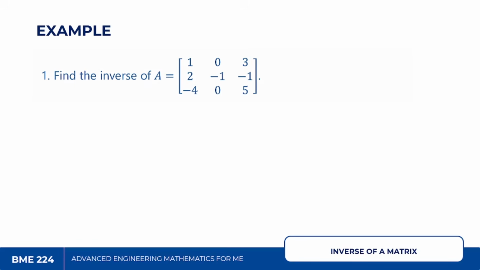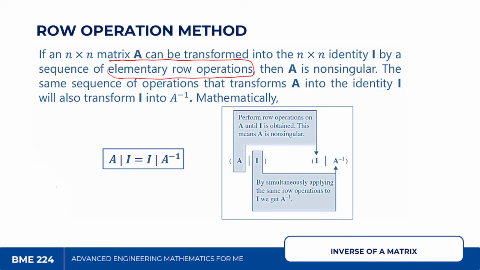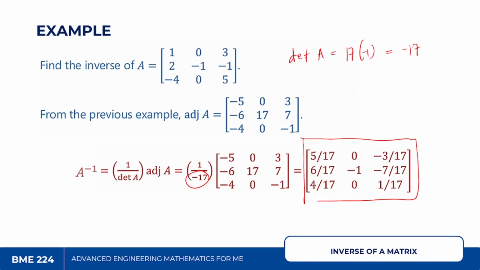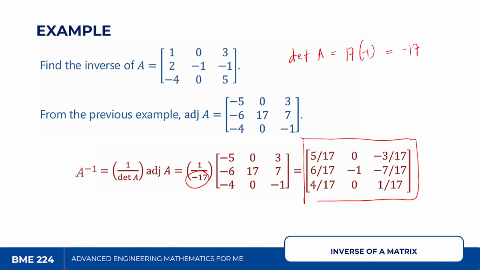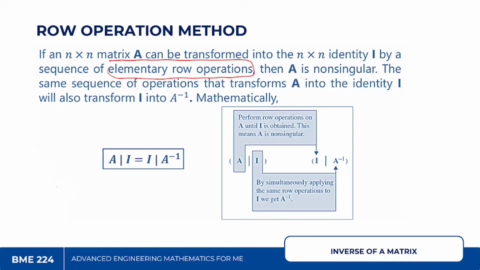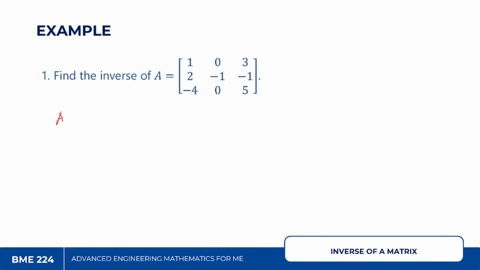Okay? So, we have here the find the inverse. Actually, this is the same problem as earlier. This one, using adjoint, and this time using row operations. Because let's verify if we can still get the same inverse matrix using adjoint or row operation. So, first, right? A, then beside it is the identity matrix. We should be able to convert that into identity, and whatever we get here is the inverse of A.